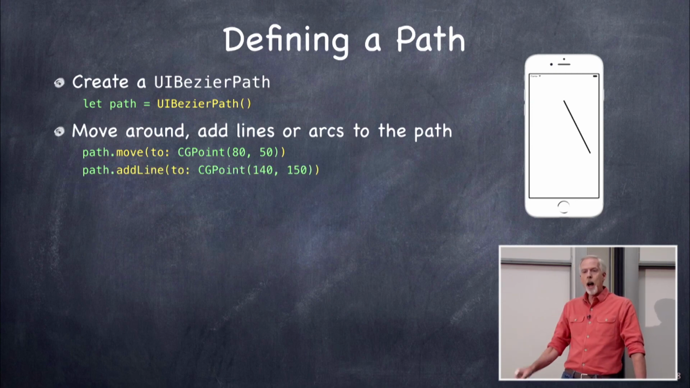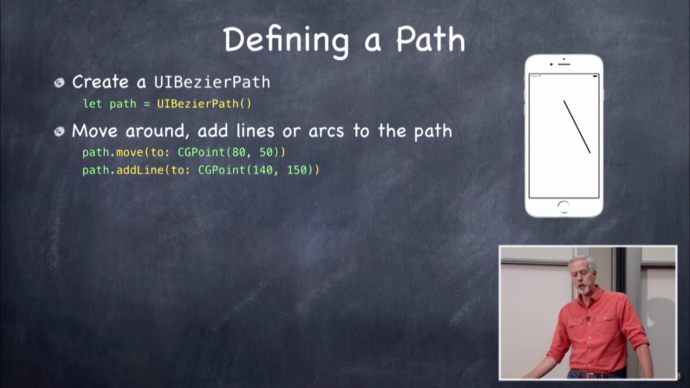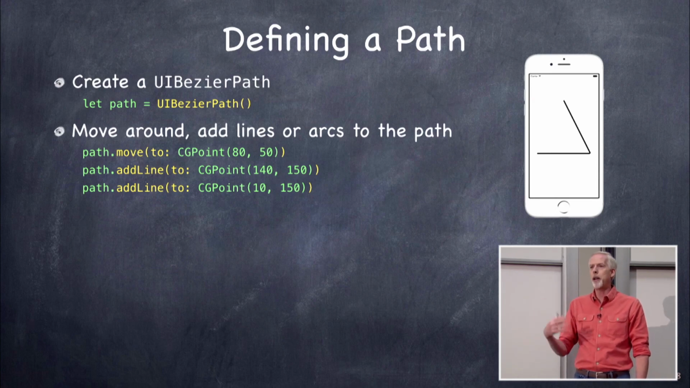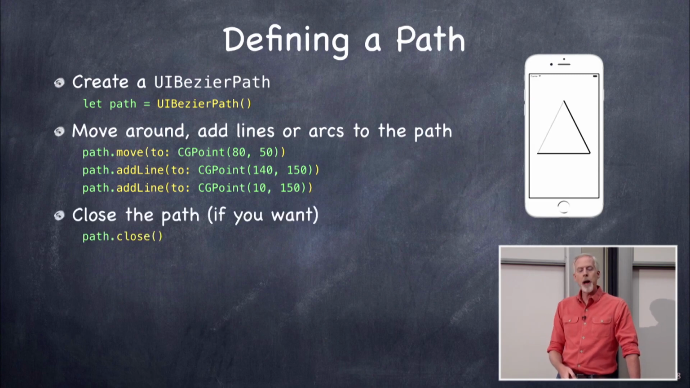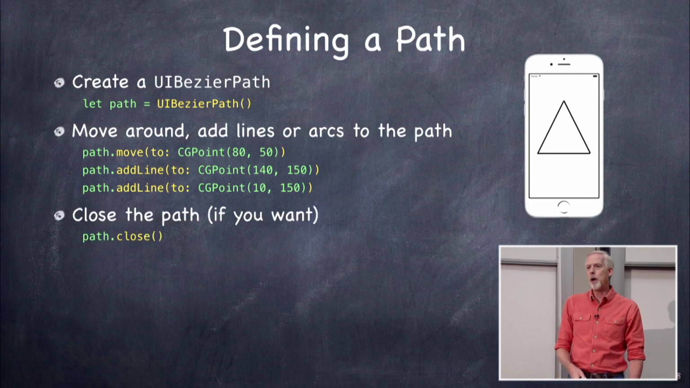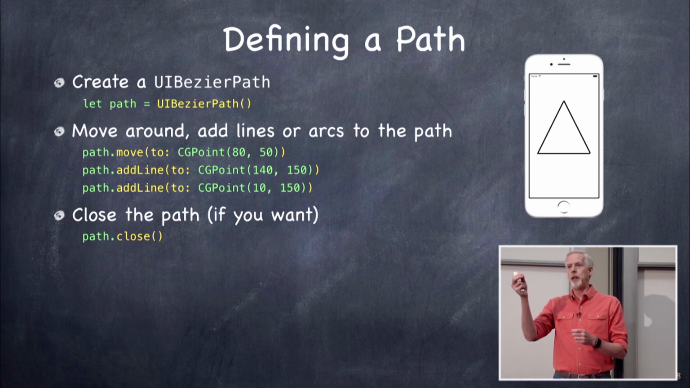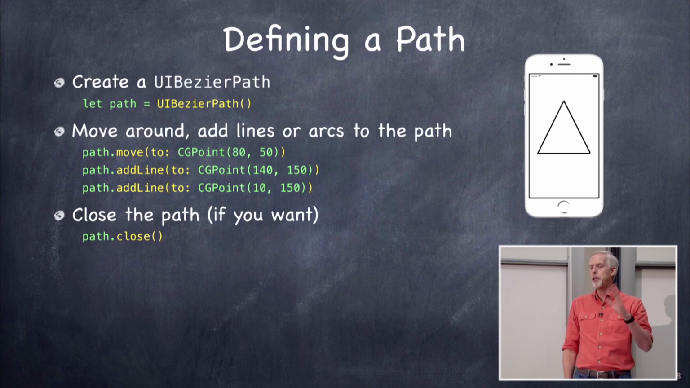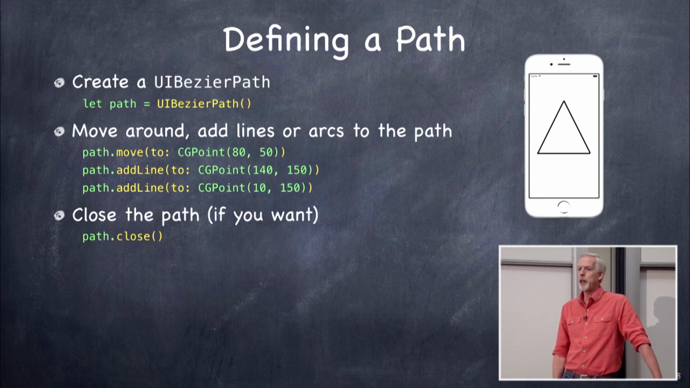Now I'm going to add a line down to 140 over, almost to the edge of the screen over there, and 150 down. Then I'm going to add another line. See how I'm just calling functions on my UIBezierPath to add lines? So I add another one over here. Then I'm going to close my path. There's a method in UIBezierPath called close that just draws a line back to where you started, wherever that was. So I close my path. And there's tons of methods in UIBezierPath. You have to go look at the documentation. But those are simple method usages.